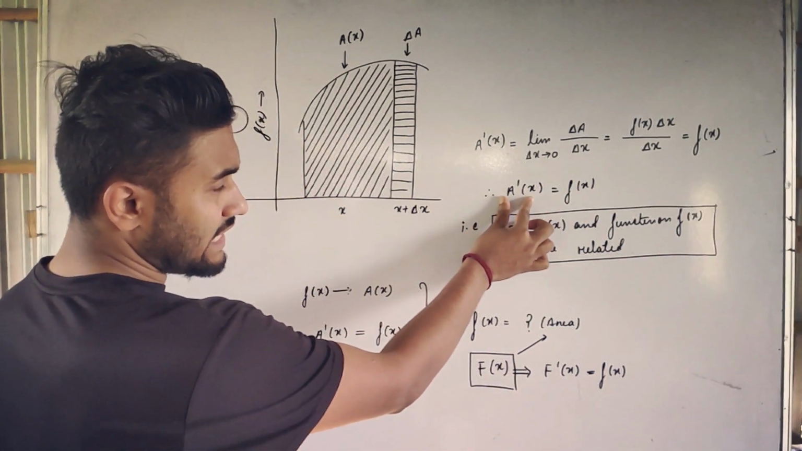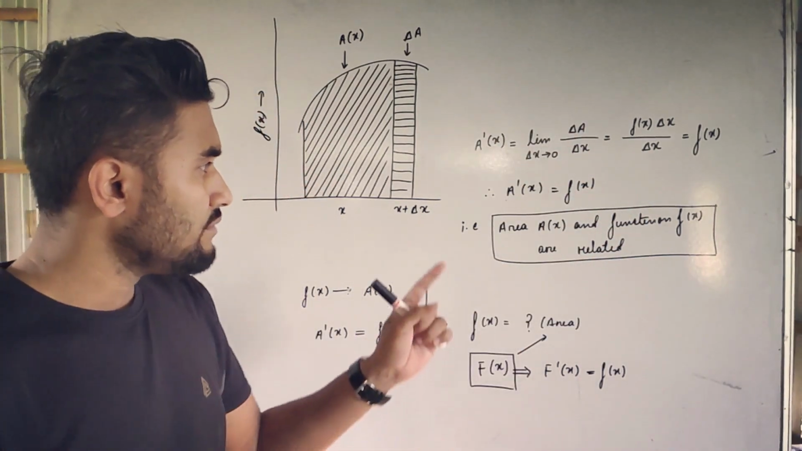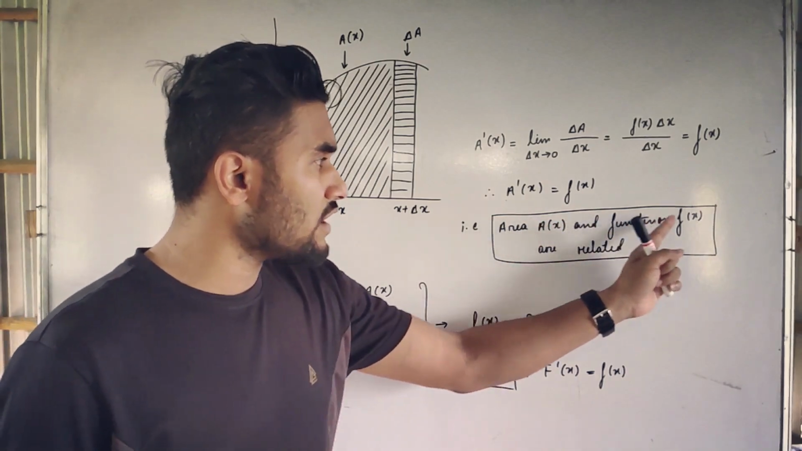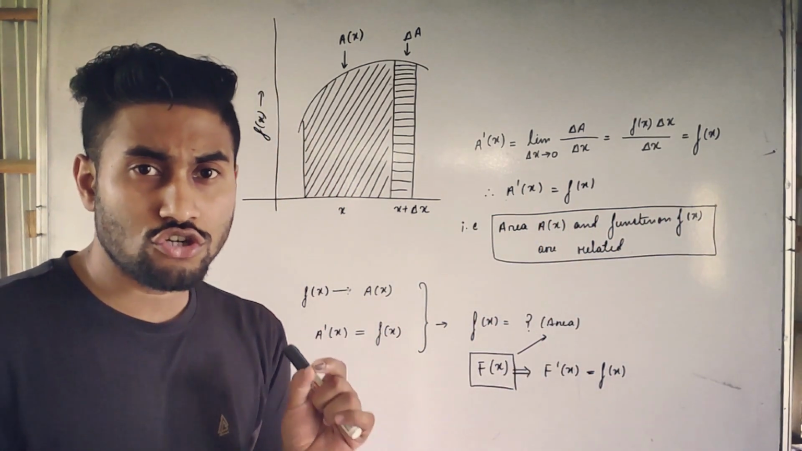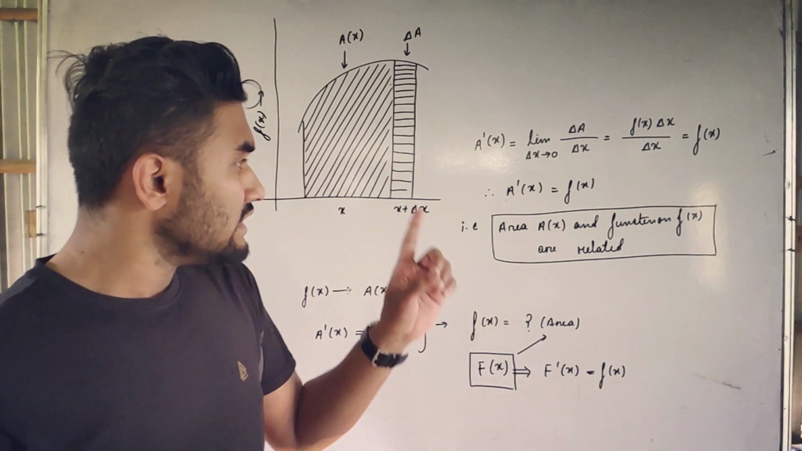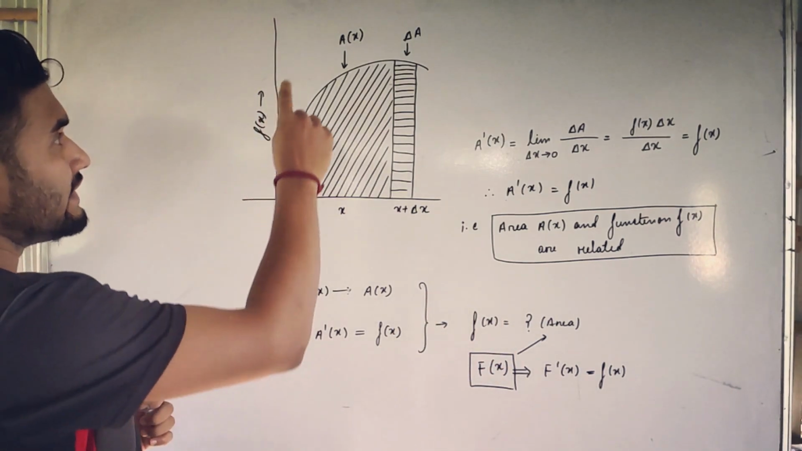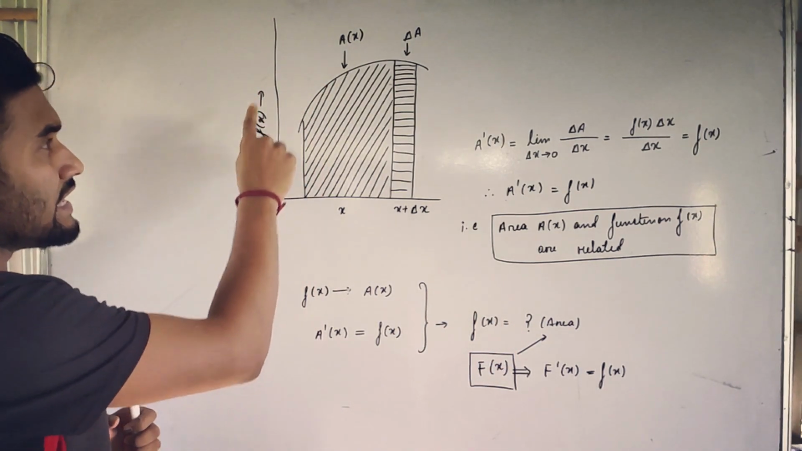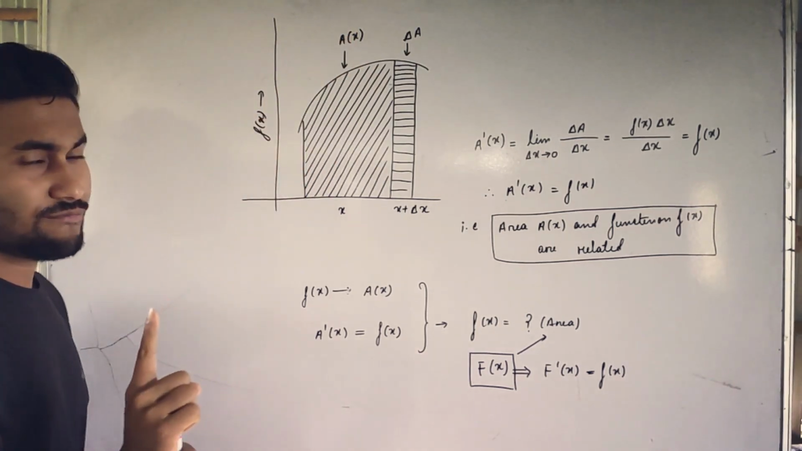So finally what have we got? The derivative of the area, A'(x), is the function f(x). That means this area A(x) and the function f(x) are related. This is the shortcut. This is the coincidence. If you have not guessed it till now, I am telling you, this is the shortcut. We were going to find the area under the curve f(x), and if we find the derivative of the area, we get the function itself.